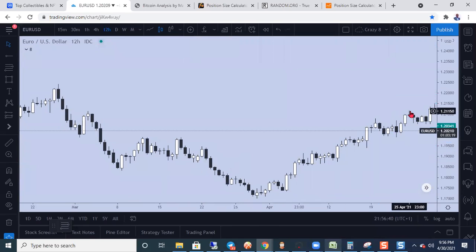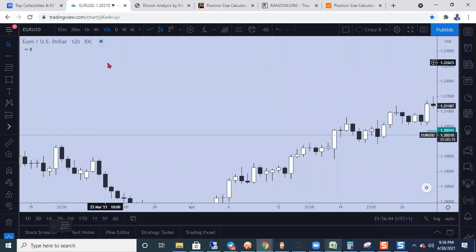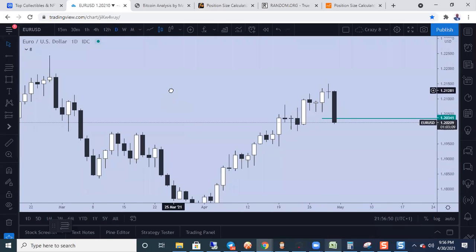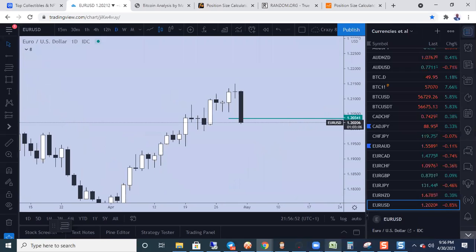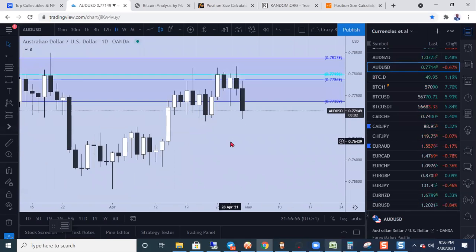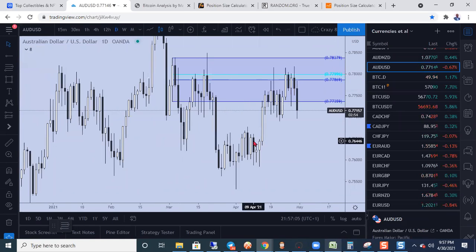So let's go through how we would have traded EU. I'm using the 12 hours here, but you could basically have used the 4 hours. In fact, I mainly use the daily. I sent this signal, AUD USD, 2 days ago on the daily, and I hope you caught it. This candle was just forming, and then it dropped, right?